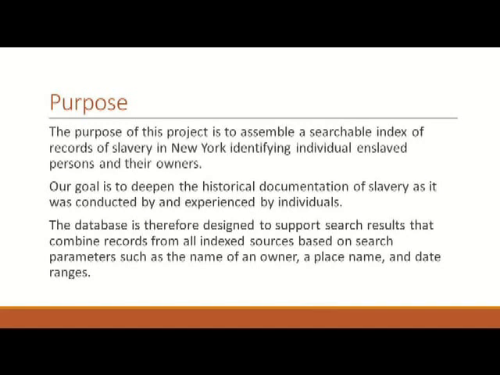So rather than looking at the history of slavery in New York as a set of concepts or conflicts between important people, we're trying to look at it based upon evidence of what happened to individuals. So our goal is to deepen the historical documentation of slavery as it was conducted by and experienced by individuals.